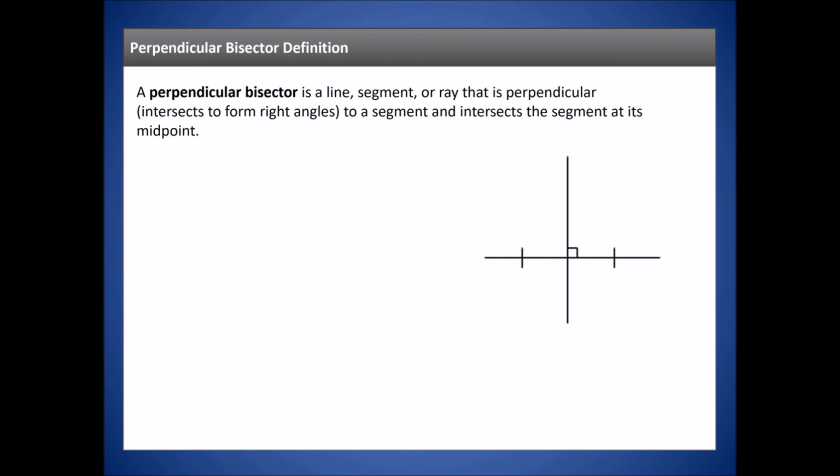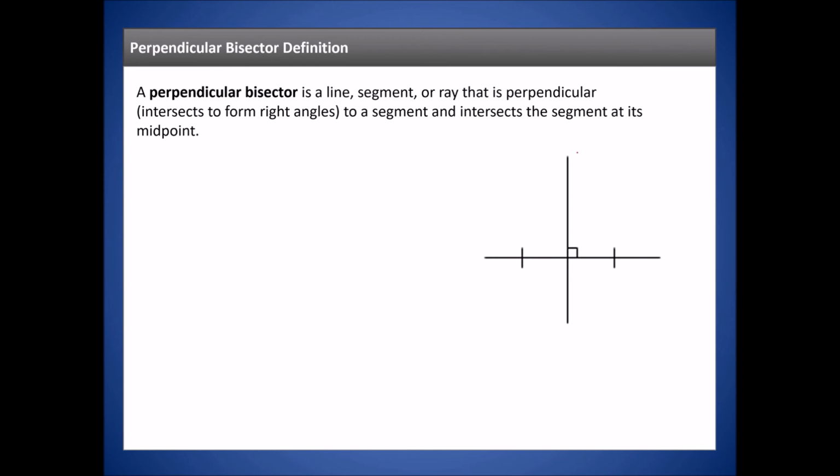Before we get started, it's useful to define the perpendicular bisector, especially because we're going to be using it in the next couple of examples. A perpendicular bisector is a line, segment, or ray that is perpendicular to a segment, intersecting it to form right angles, and intersects the segment at its midpoint.